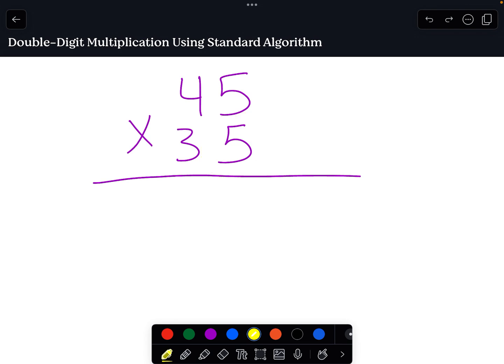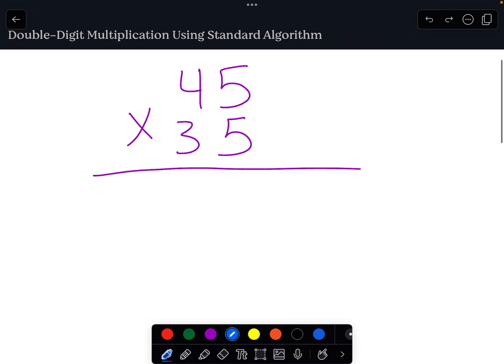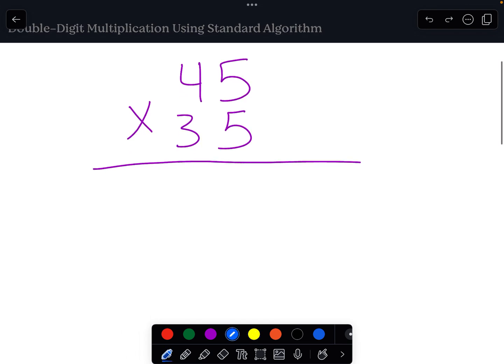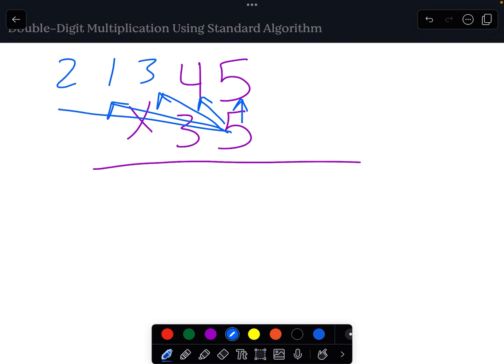So basically the way multi-digit multiplication works using the standard algorithm is you multiply every digit and you just keep going to the left. So if there were more numbers here, let's pretend there's a 1 and a 3 there, let's add a 2, you just keep going left. But we're only working with 2 digits right now.